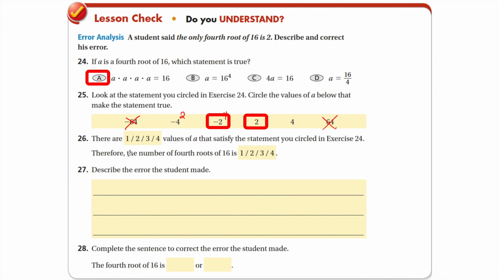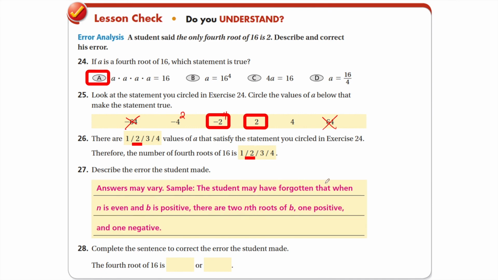Which means that there are going to be 2 values of a that satisfy the statement you circled in exercise 24. Therefore, the number of fourth roots of 16 will be 2. There will be 2 separate solutions to the fourth root of a positive 16. Describe the error the student made. Well, it sounds to me like the student just forgot to make sure that you had the positive and the negative when solving this problem. So you need to have the positive version as well as the negative.